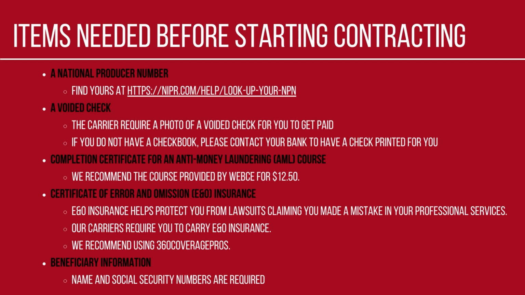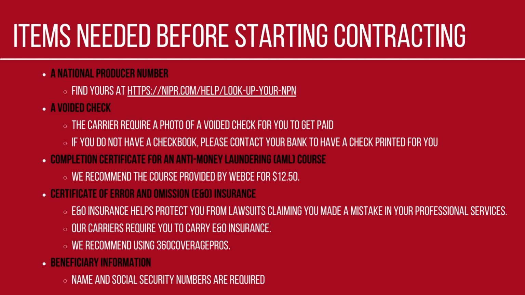You then will need a certificate of error and omission, or E&O insurance. E&O insurance helps protect you from lawsuits claiming that you made a mistake in your professional services. Carriers such as Americo, Mutual of Omaha, and AIG require you to have E&O insurance. We recommend using 360 Coverage Pros. Family First Life has built out an enrollment site specific for our agents through a preferred rate.